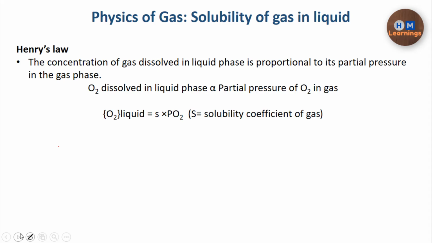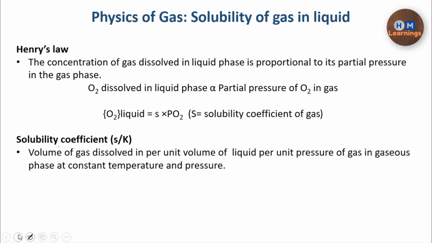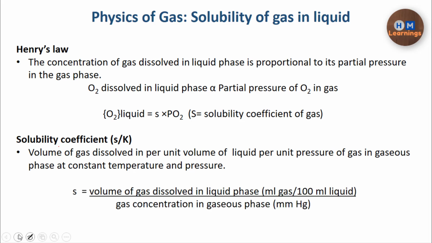So oxygen dissolved in the liquid phase is directly proportional to its partial pressure. This is Henry's law, which we have seen. Then the solubility coefficient is defined, denoted as S or K, which is the volume of gas dissolved per unit volume of liquid per unit pressure of gas in the gaseous phase at constant temperature and pressure. So there is no change in the temperature and the pressure conditions, and that is how you write the solubility coefficient.